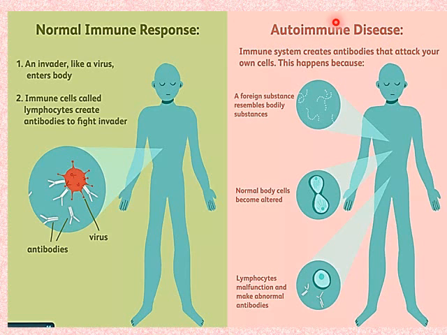While in the autoimmune disease, it creates antibodies that attack your own cells. This condition happens because of three main reasons. One, a foreign substance resembles bodily substances. Second, normal body cells become altered for one reason or another. And finally, lymphocytes malfunction. They function wrongly and make abnormal antibodies, which kill own body cells.